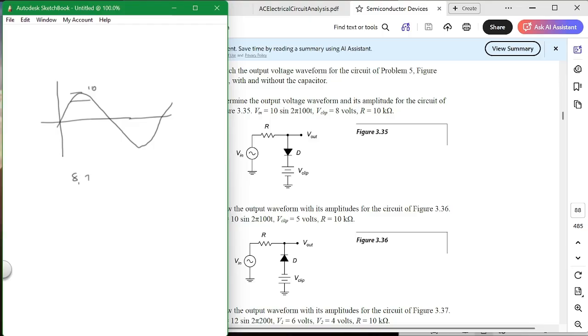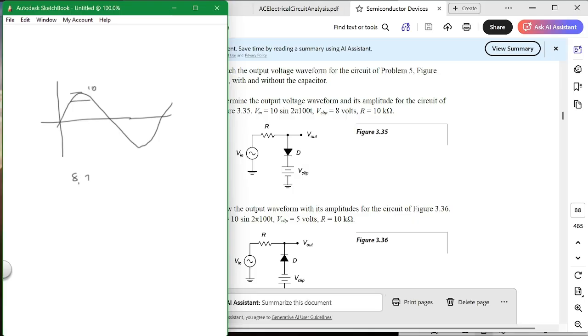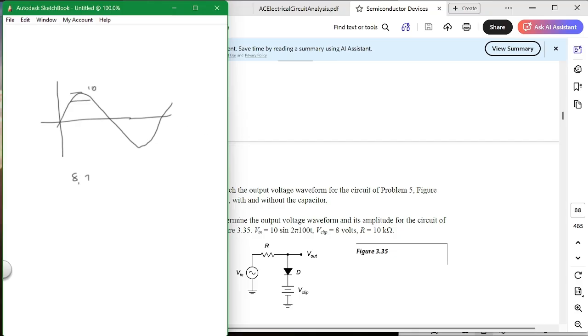Okay? So until it gets up to 8.7, it looks like this voltage right here, and then at 8.7, this forward conducts, and it clips it at 8.7 is what it does. Any questions about that? Let's go back and look at his solution to this one, because I want to make sure that I'm telling it exactly right.